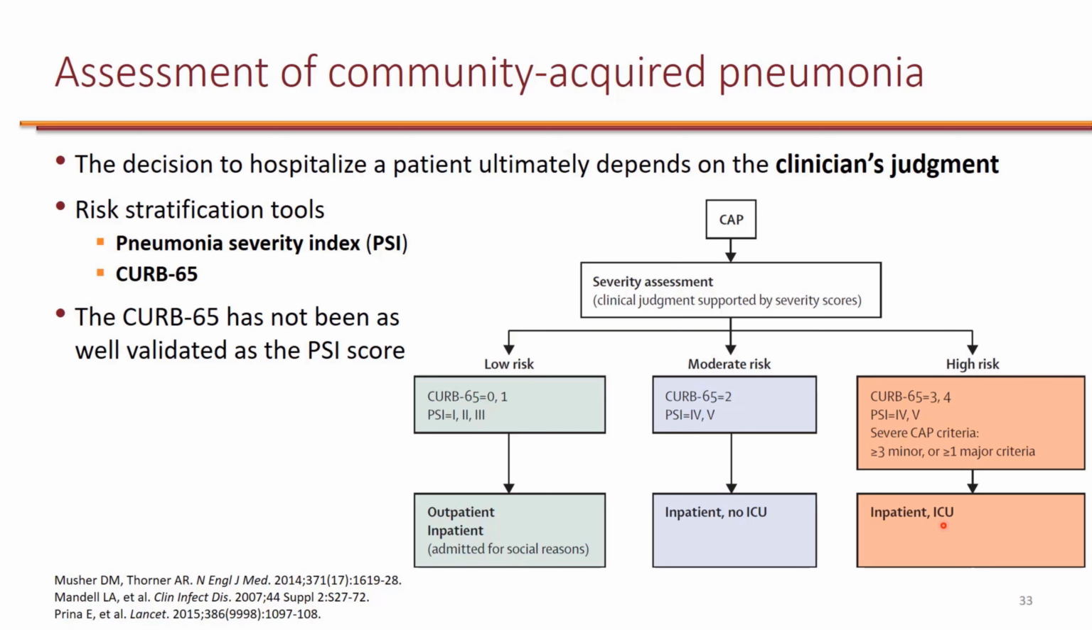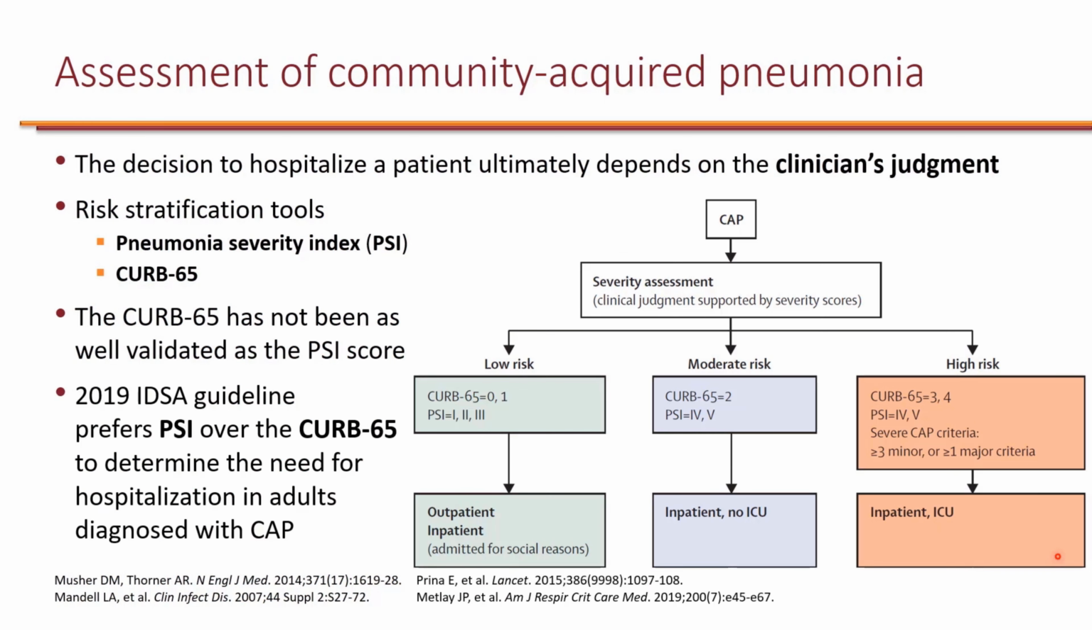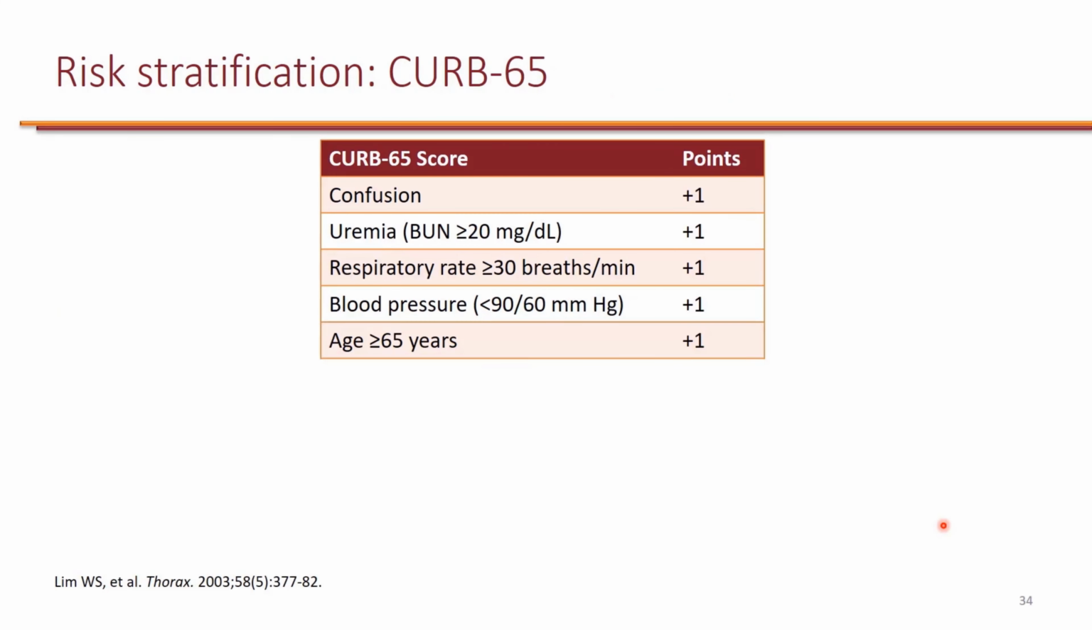This will basically depend on a case-by-case basis. Now, the 2019 IDSA guideline for CAP actually prefers the PSI over the CURB-65 score to determine the need for hospitalization in adults diagnosed with CAP. So here's what CURB-65 is.